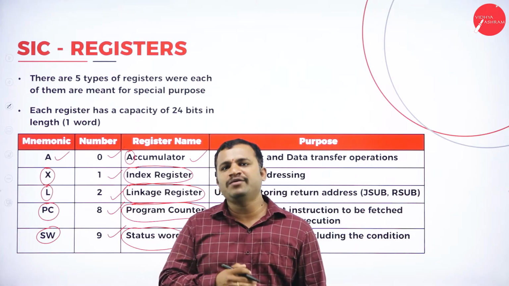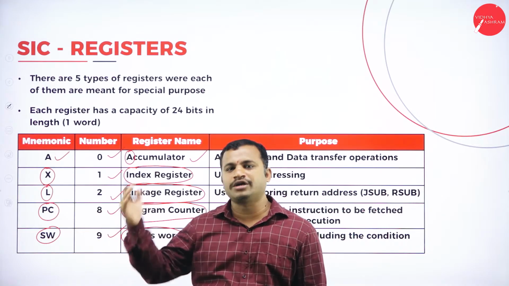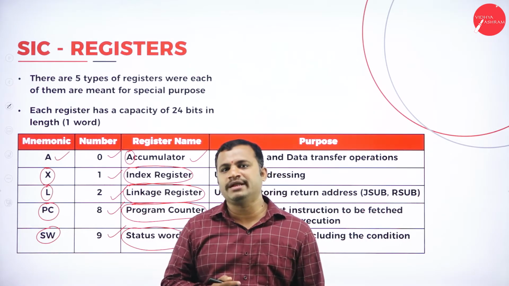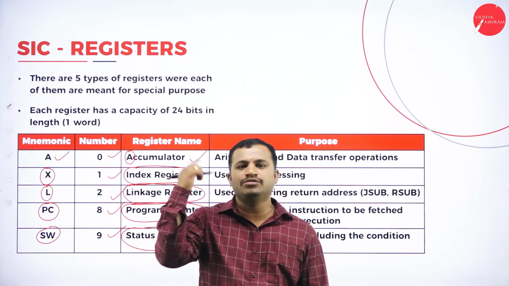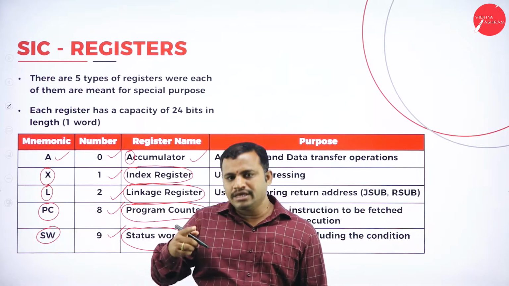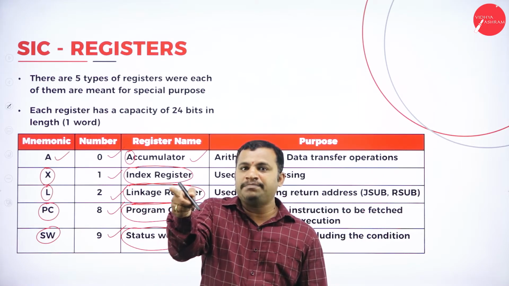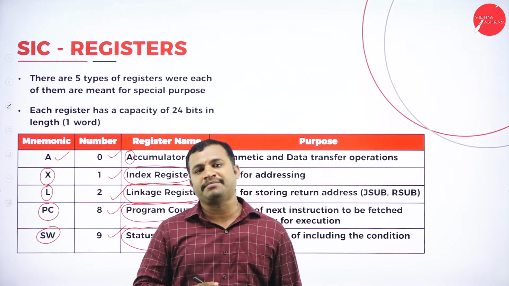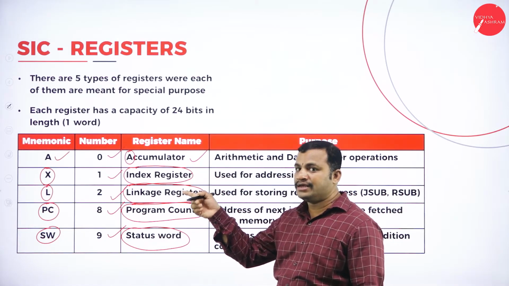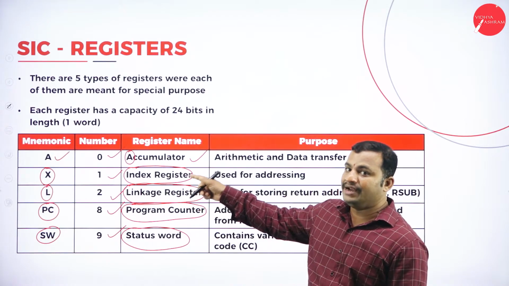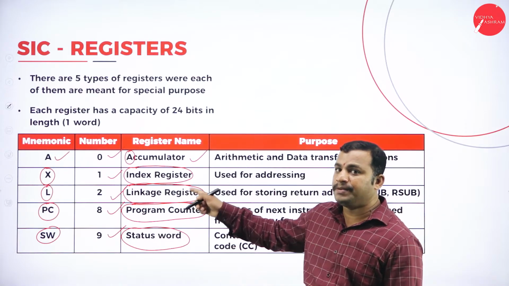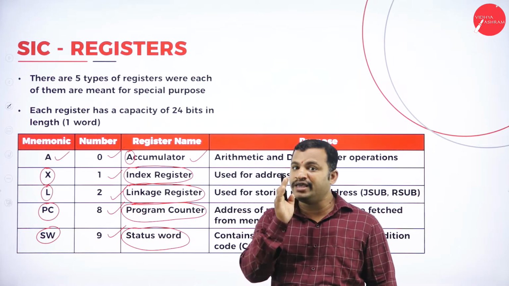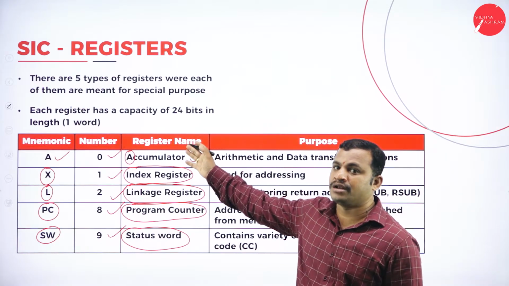If I want to have more than one data, I must have some intermediate location or registers to store the intermediate values. If I want to replace one of the values stored in a memory location, I have two values here: one stored in memory and another in the register. Now, I have to replace that with the value present in this register. So let me clarify that A stands for accumulator, X stands for index register, L stands for linkage register, PC stands for program counter, SW stands for status word. These are the 5 different types of registers we have in the SIC computer architectural model.